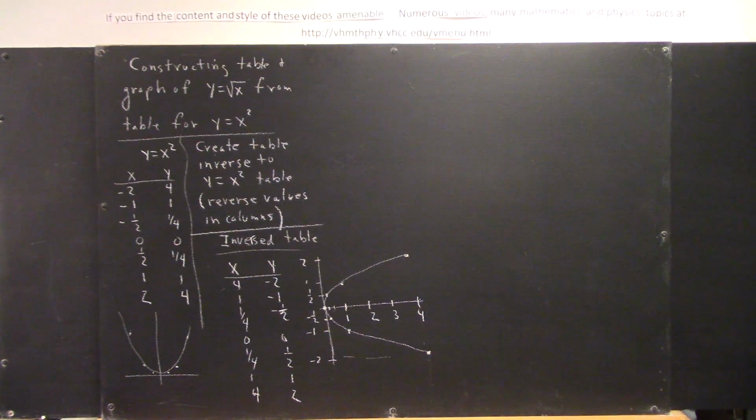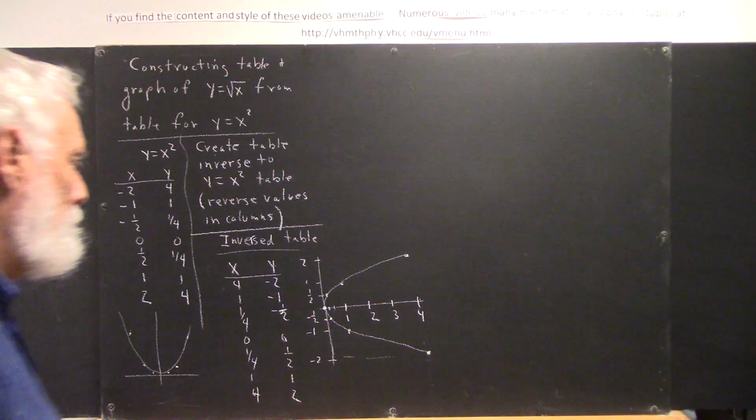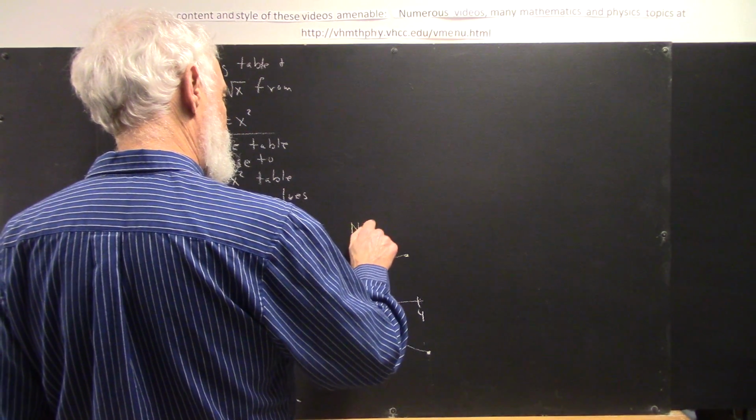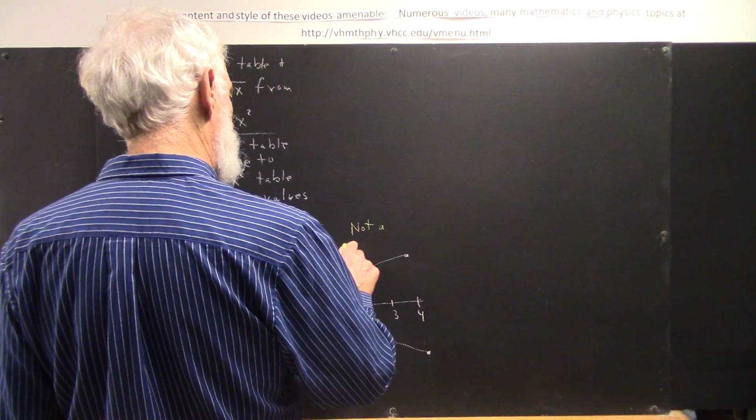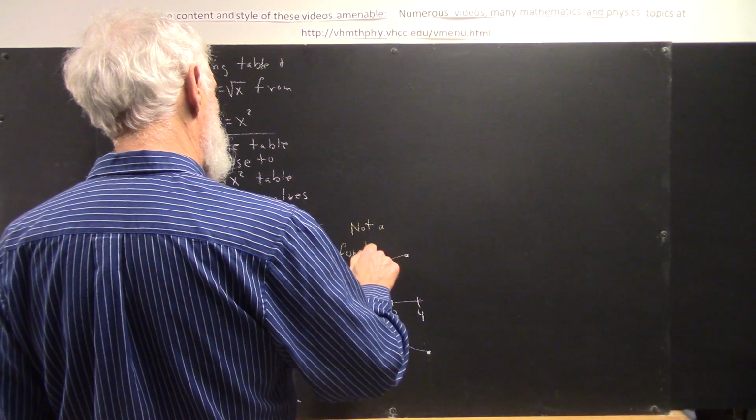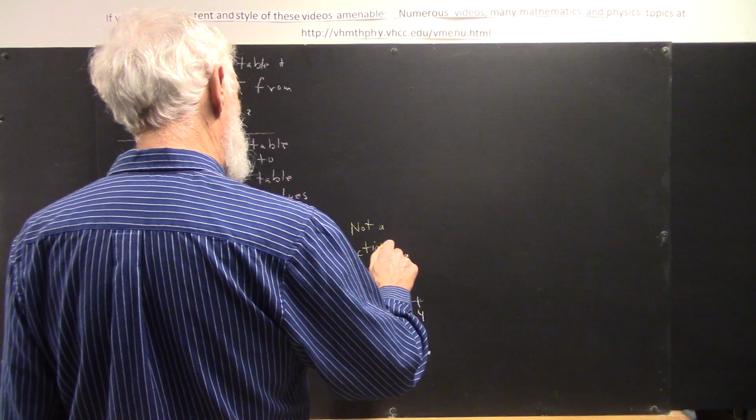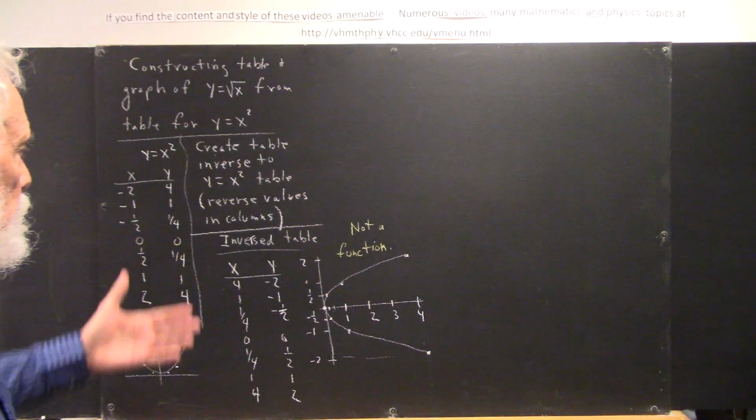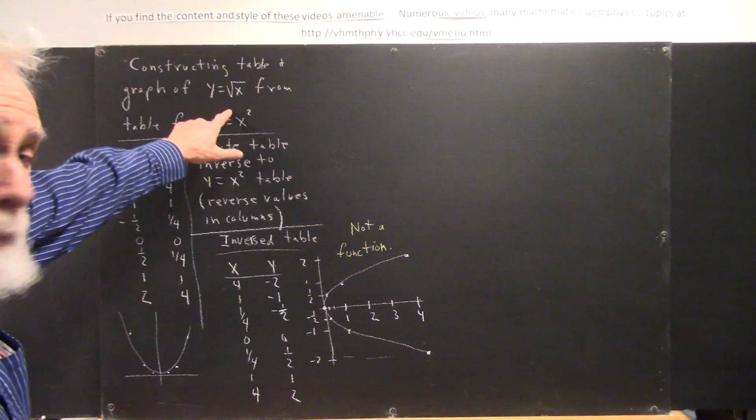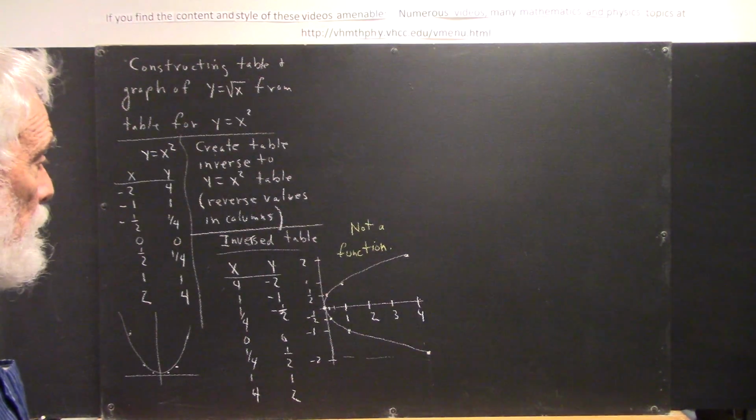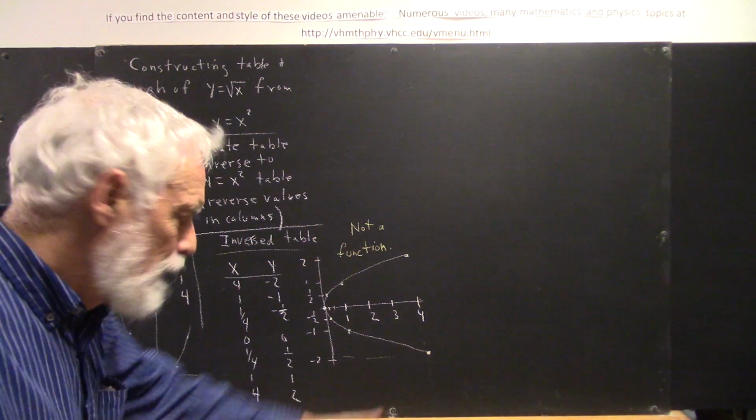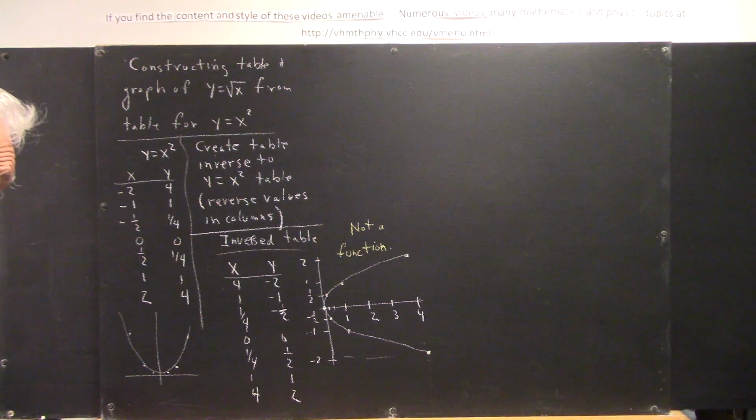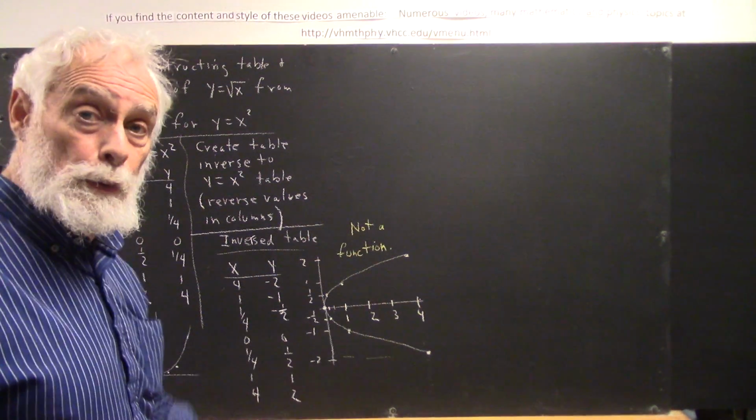Now, the problem with this graph is that this is not a function. And y equals square root of x, if we want the square root function, this is a function. So what we've got here doesn't completely give us the function. Well, we'll continue in a minute, and we'll see how we resolve this.